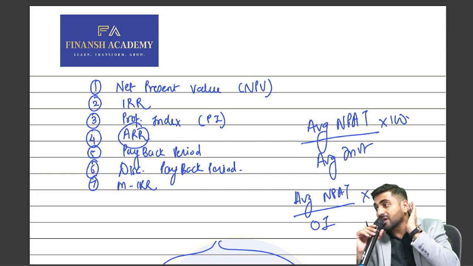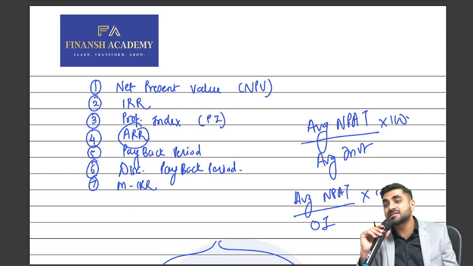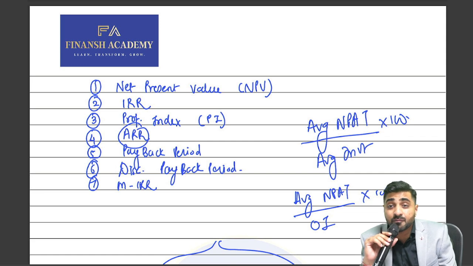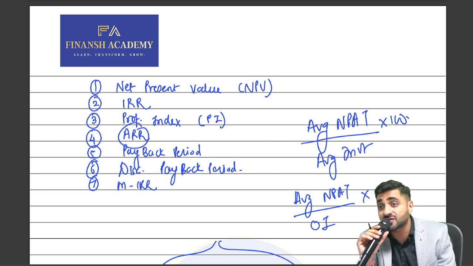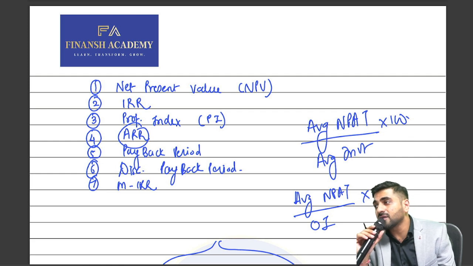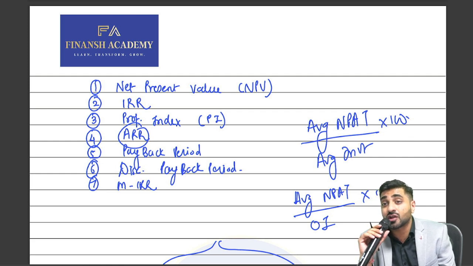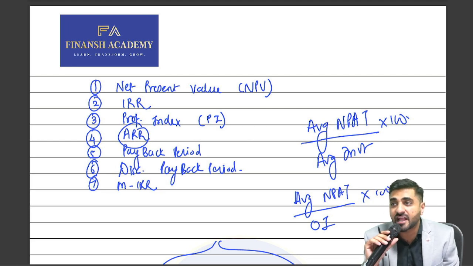But the difference between ARR and all the other methods is, is the ARR considering profits in the numerator? Come on, yes or no? Yes, sir. And all the other methods take into consideration your cash flows. So is there a difference between profits and the cash flows? Come on, yes or no? Yes, sir. What is the difference between profits and the cash flows?